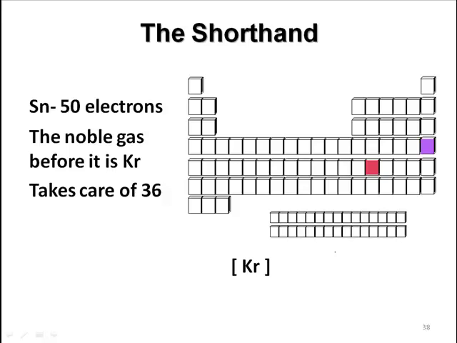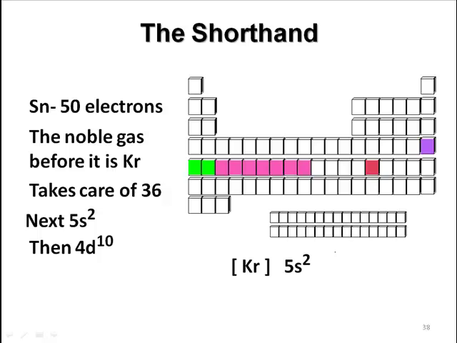Then we start filling them in. The next is the 5s2. Then you've got your 4d10, which is all 10 of those. And then the next ones, we've got 2. What is that going to be? 5p2. So that is the electron configuration of tin using shorthand. Okay? So that makes it easier, especially for the big ones.